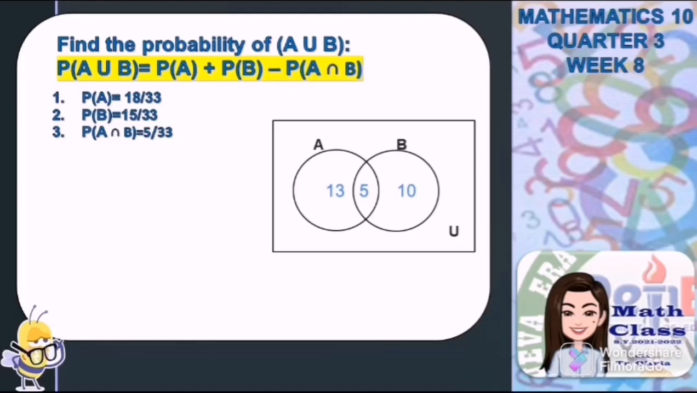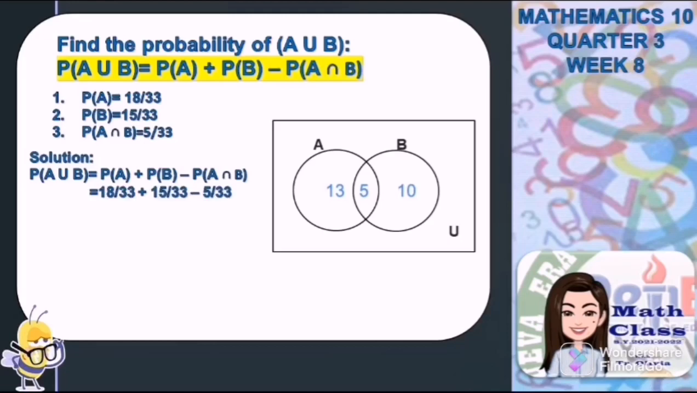Now, we are ready for using the formula. So, given the computed values, we're going to use the formula and substitute the computed values. So instead of writing probability of A, we're going to write 18 over 33. Instead of writing probability of B, we're going to write 15 over 33. As well as, instead of writing probability of A intersection B, we're going to write 5 over 33.